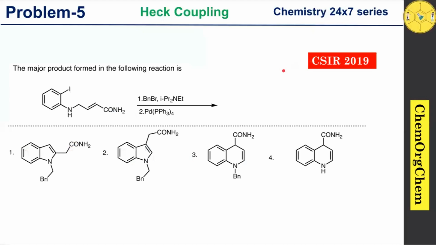This is the problem from CSIR 2019. As per this question, this substrate initially reacts with benzyl bromide in the presence of diisopropyl ethylamine, followed by which it reacts with palladium tetrakis that produces a product. So here you can see that there are four options given. Let's solve together to find the correct option for this question.